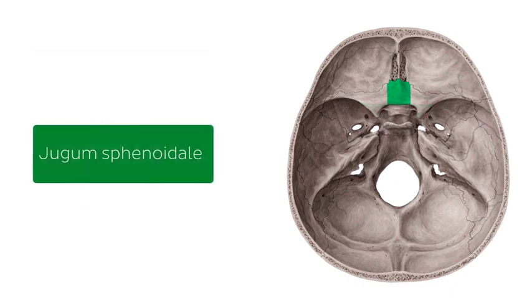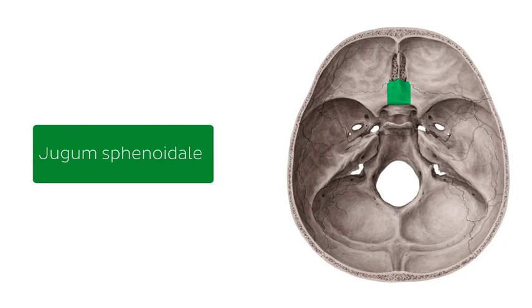The next one that we're going to be highlighting here is known as the jugum sphenoidale, which is a portion of the body of the sphenoid located between the two lesser wings of the sphenoid and anterior to the sella turcica. It forms part of the anterior cranial fossa.